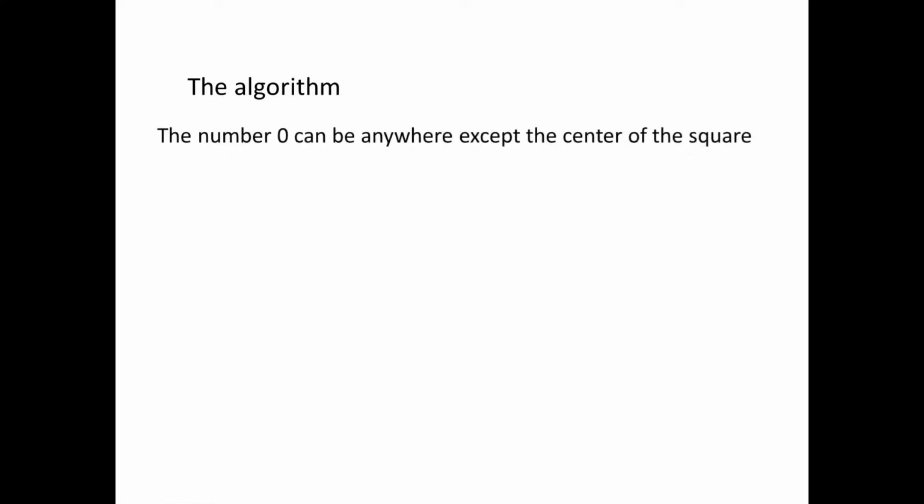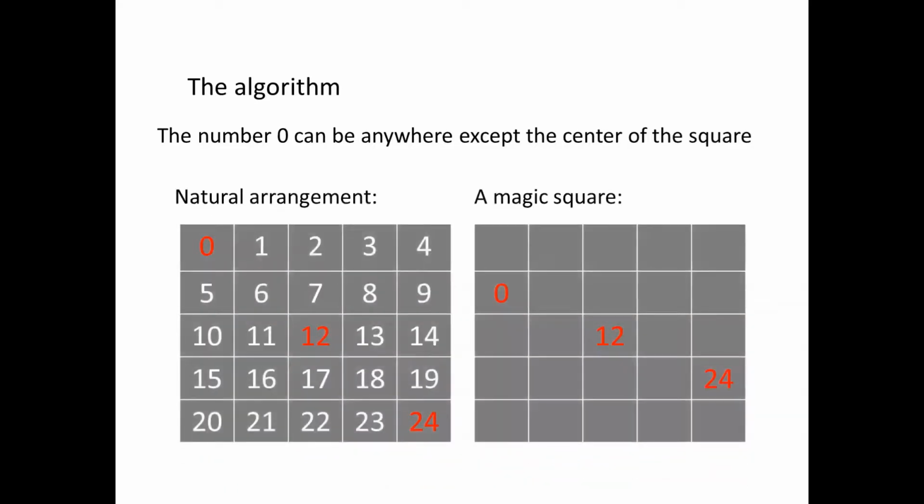First, the number 0 can be anywhere except the center of the square. We know the center of the square is reserved for the number 12. So in this example, we put 0 in the position of the second row, first column. By symmetry, we put 24 on the other side, the fourth row, fifth column.